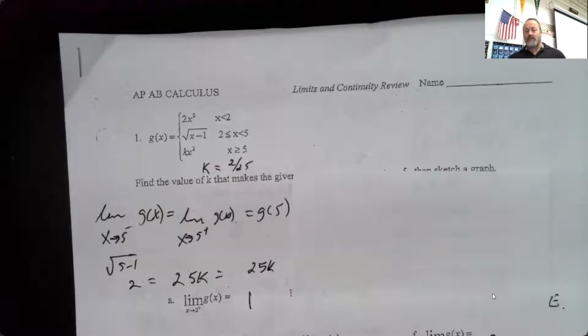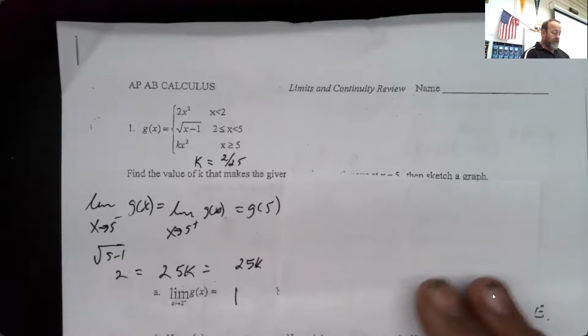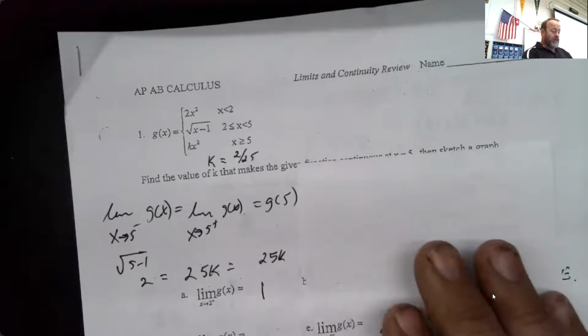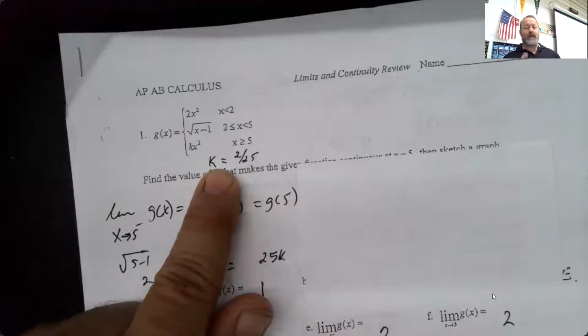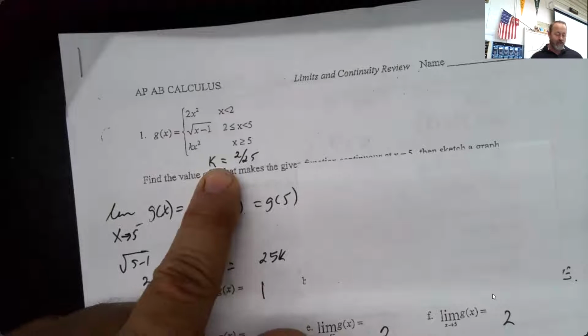So if this is to be true, that means 2 and 25k have to be the same, which makes k 2/25. That's what I wrote right up here. If I plug in 2/25 for k, I would have a nice, perfectly continuous function.